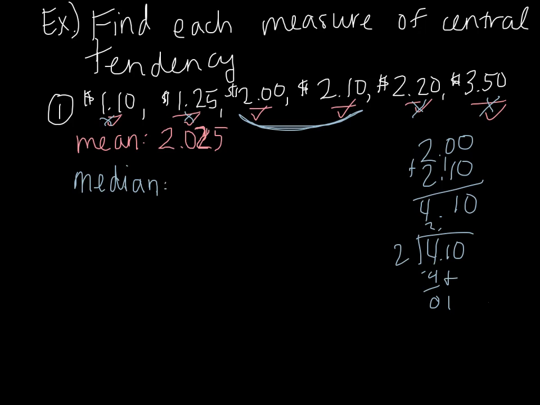Bring down our 1. 2 does not go into 1 at all, so we're going to put our 0 up on top. Then we're going to bring down our next 0. Does 2 go into 10? Yes, it does. 5 times, so our median is $2.05. Okay, so because I had 2 median numbers, I had to find the average of them, which this one was not too tricky because it went into there evenly, thank goodness.